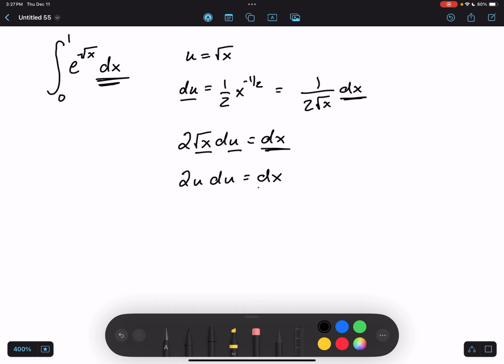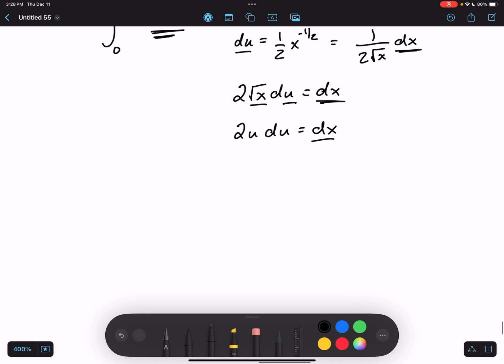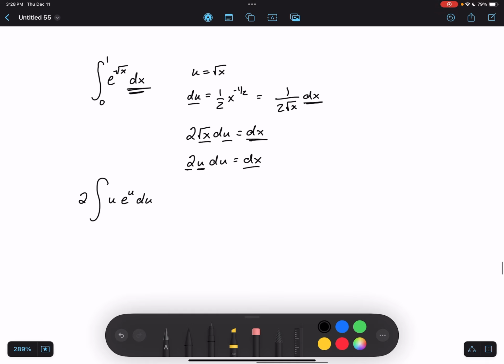And now that we've got our dx and our u sub figured out, we can go ahead and plug this all back into the integral. So we've got the integral of, we've got a 2 here, so we'll poke that out front, and then we have u coming from here as well, that goes inside of the integral, e raised to the u du. And that's because u, again, is actually the square root of x, and that comes from here, so e to the u is e to the square root of x.